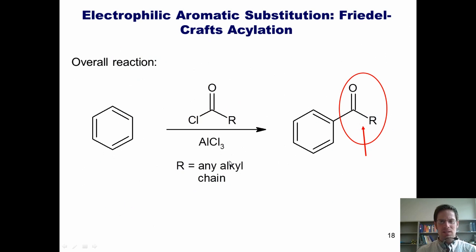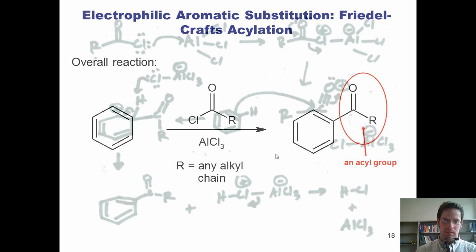Our next reaction is this one, Friedel-Crafts acylation. One thing I wish to point out is that this group is called an acyl group. Thus, if we treat an aromatic ring like benzene with an acyl or acid chloride and an aluminum trichloride catalyst, it will place an acyl group onto our benzene ring.